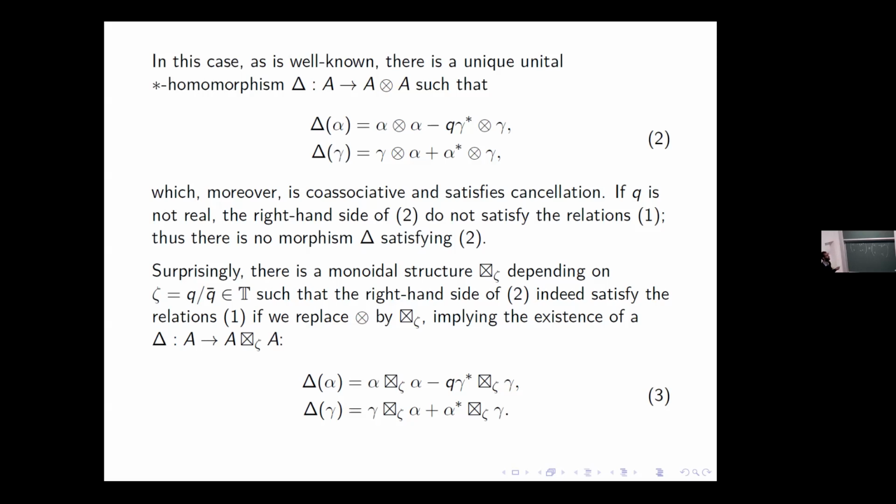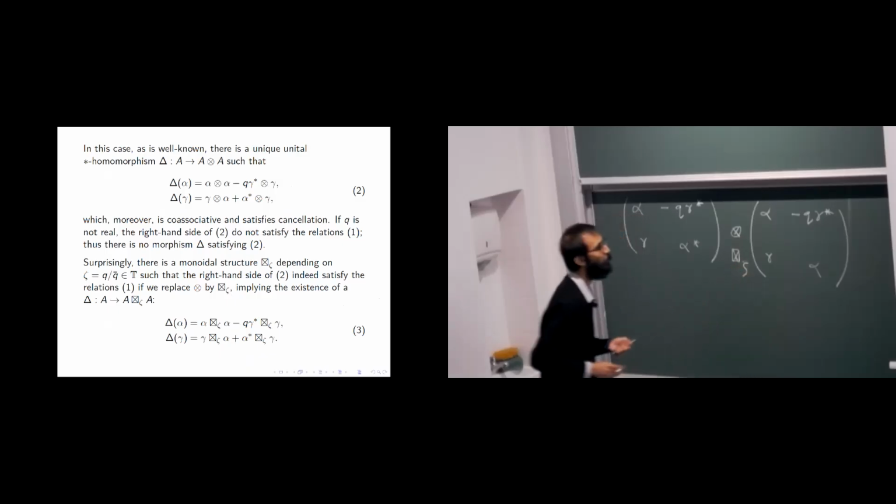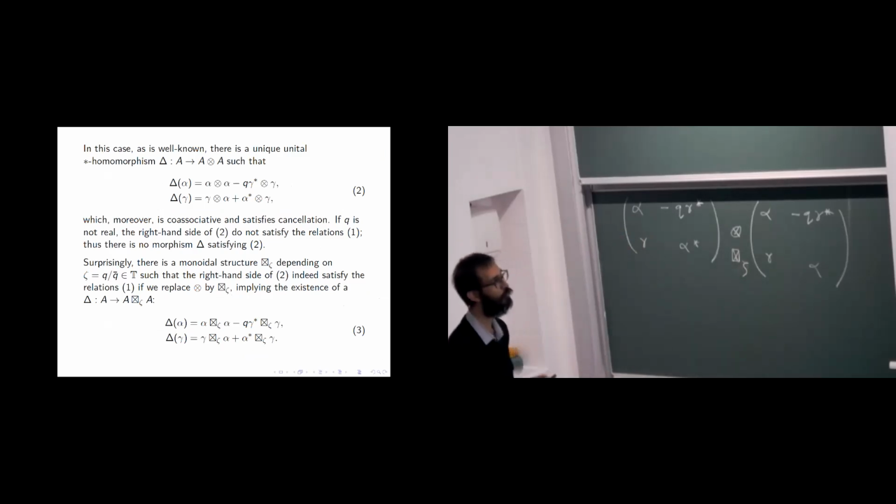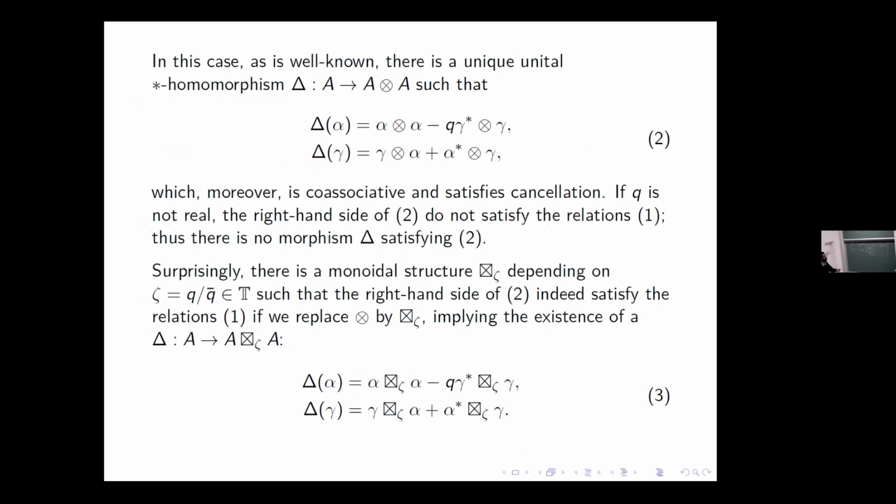Surprisingly, if we tweak the tensor product and introduce a new tensor product, more precisely a monoidal structure on the category of C-star algebras, depending on the parameter q by q bar, then you formally replace the tensor product in the relation 2 by this box times sub zeta, and they satisfy the relations that define the algebra A, so that we really have a morphism delta from A to A braided tensor product with A, which also takes the usual matrix co-multiplication form.